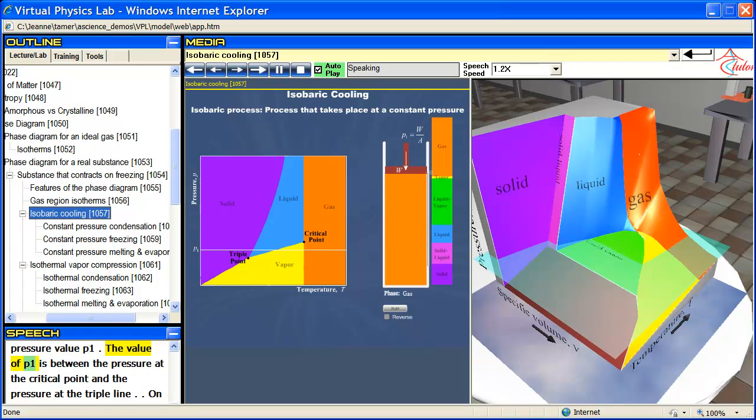The value of P1 is between the pressure at the critical point and the pressure at the triple line. On the two-dimensional plot, the constant pressure P1 is depicted by the shown line that is perpendicular to the t-axis. Next, let's study what will happen if we cool this gas by reducing its temperature while keeping the pressure constant.